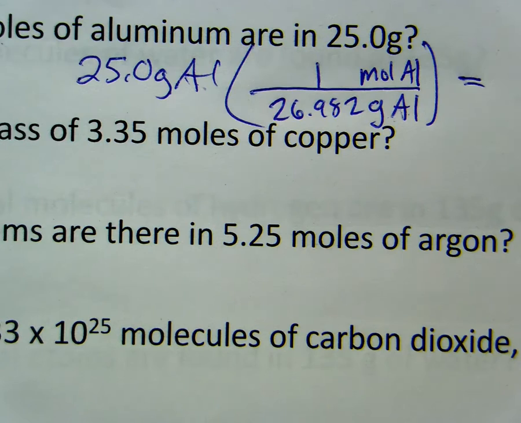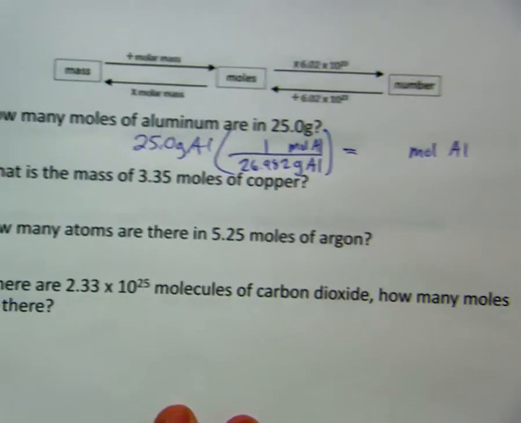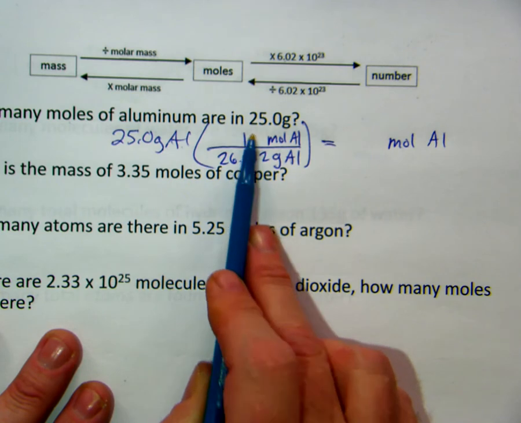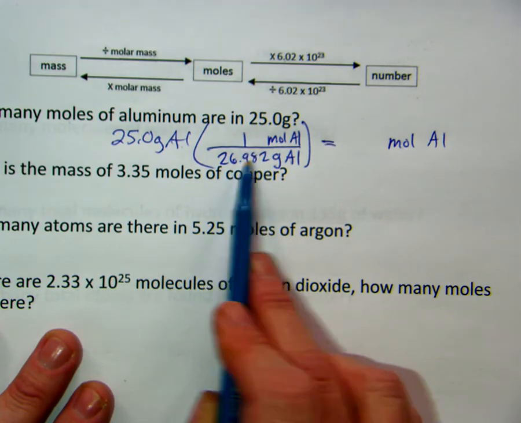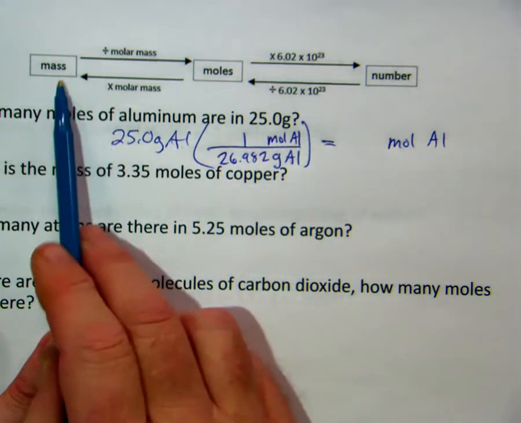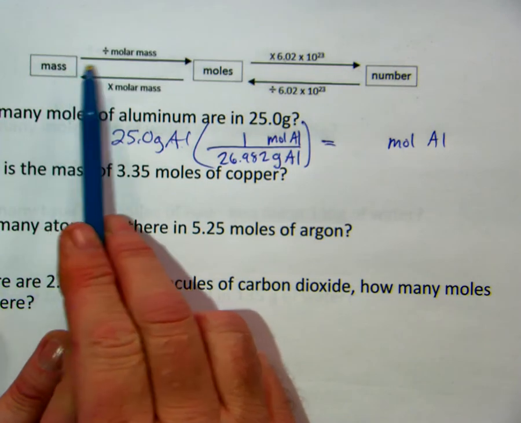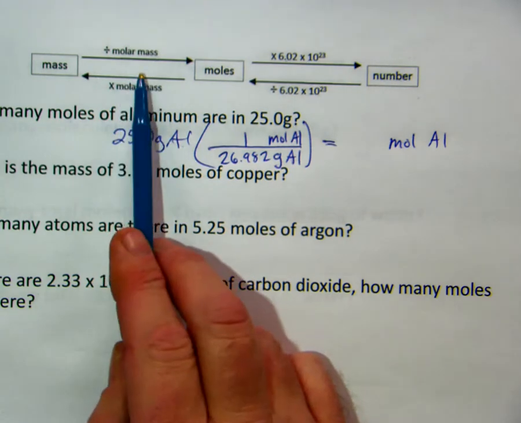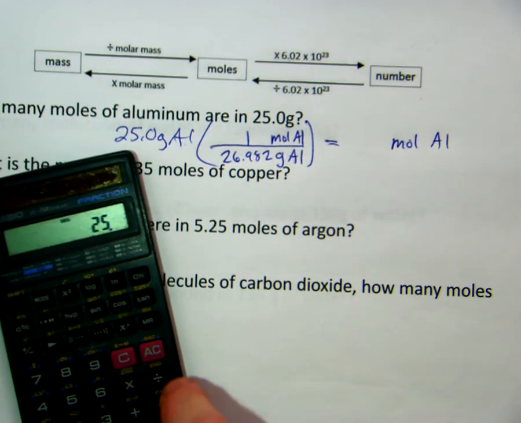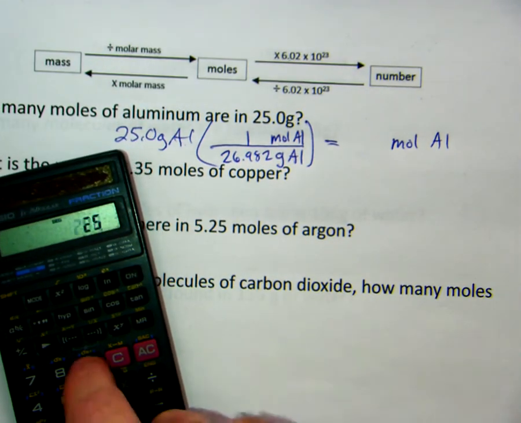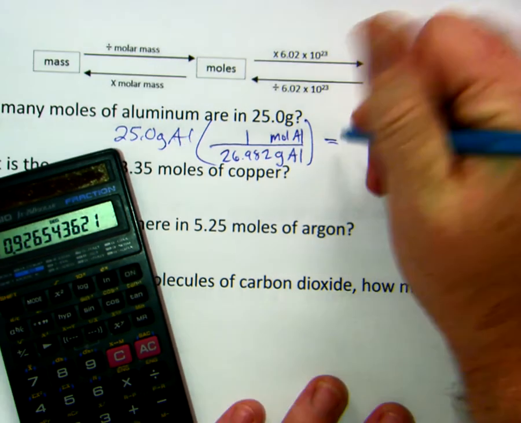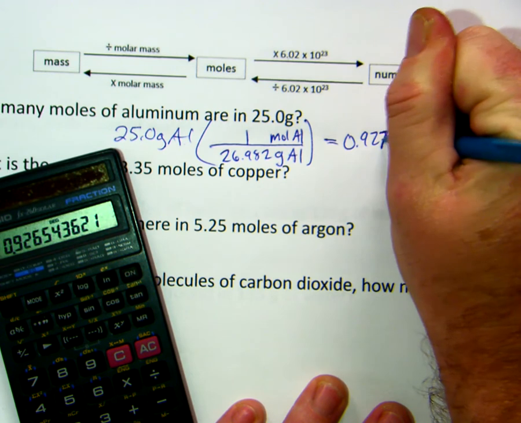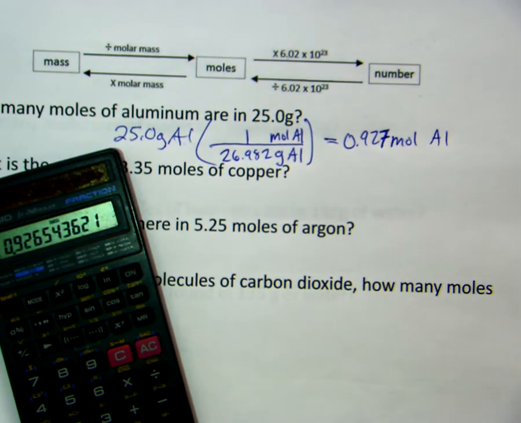So what I've done is, I said, all right, the problem told me I had 25 grams. For every 1 mole, I would have 26.982 grams. How many moles do I have? I start with mass, I divide by my molar mass to get moles. And again, molar mass is what you get from the periodic table. So 25 divided by 26.982, just a little under a mole, 0.927 moles of aluminum.